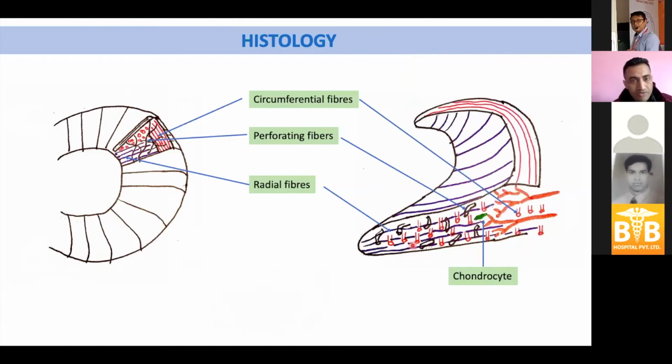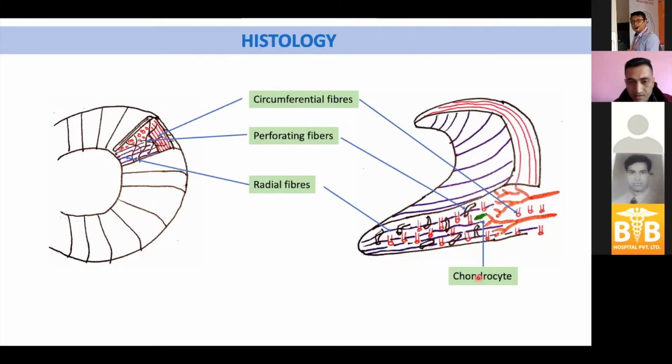There are three types of fibers, of course, the circumferential fibers. And it's again very interesting to note, the circumferential fibers are not present on the periphery only. These are also present on the middle third as well as on the inner third. And these are perforating fibers here, and radial fibers are also present. And these are radial fibers, and these are the circumferential fibers.